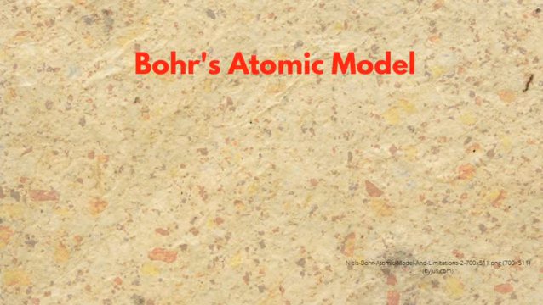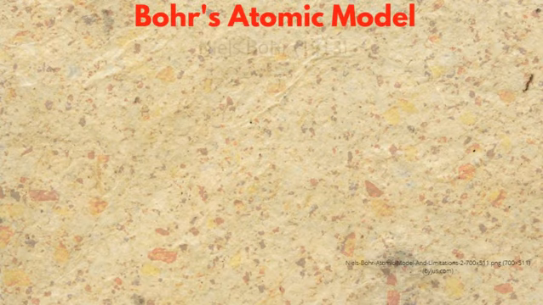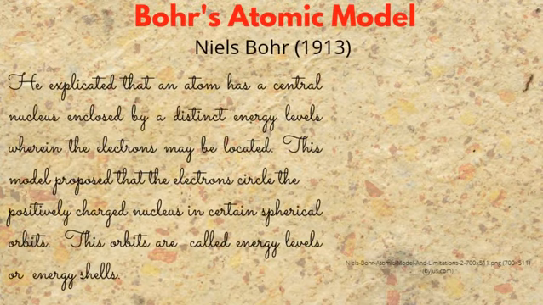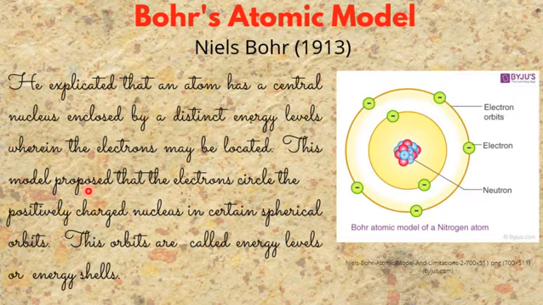The fourth atomic model was proposed by Niels Bohr in 1913, and he explained that an atom has a central nucleus enclosed by distinct energy levels wherein the electrons may be located. This model proposed that electrons circle the positively charged nucleus in a spherical orbit. These orbits are called energy levels or energy shells.